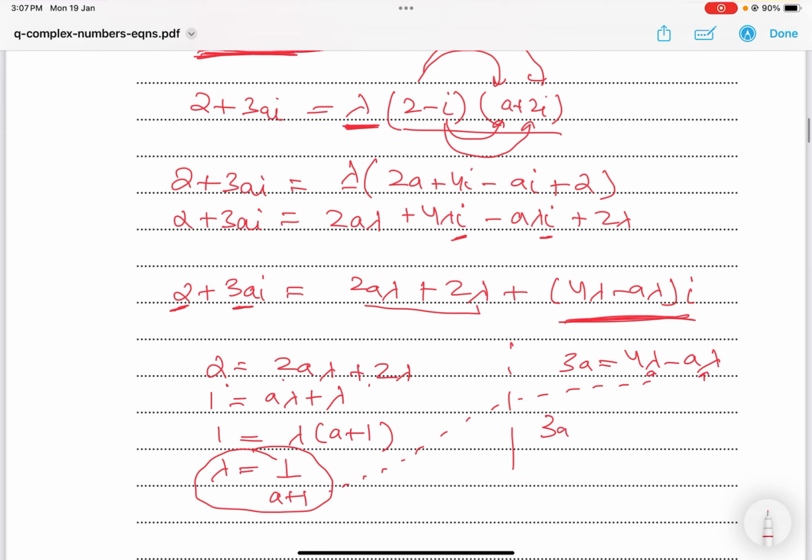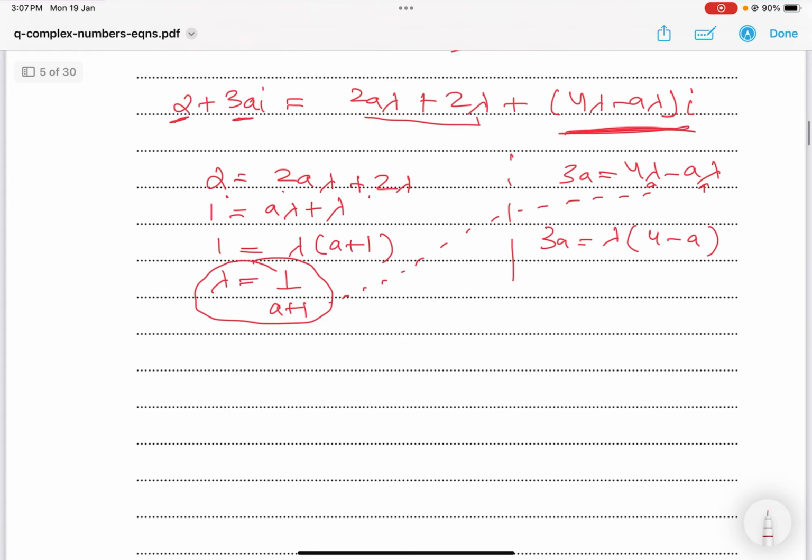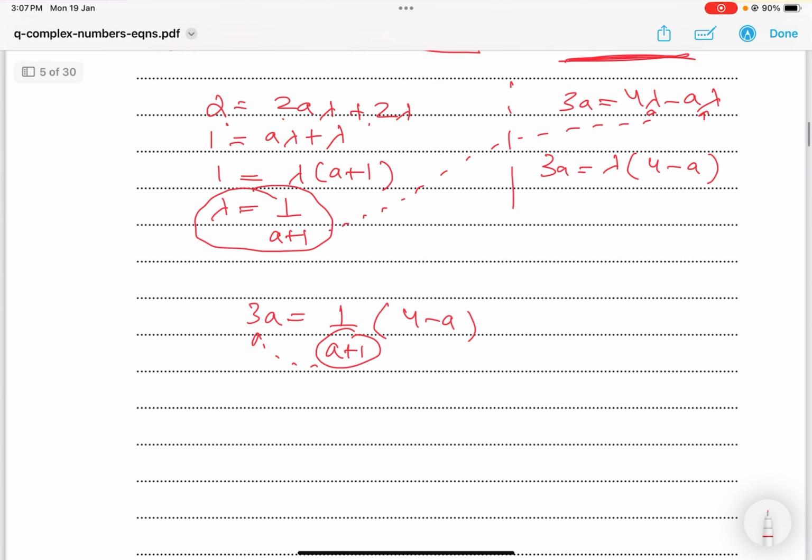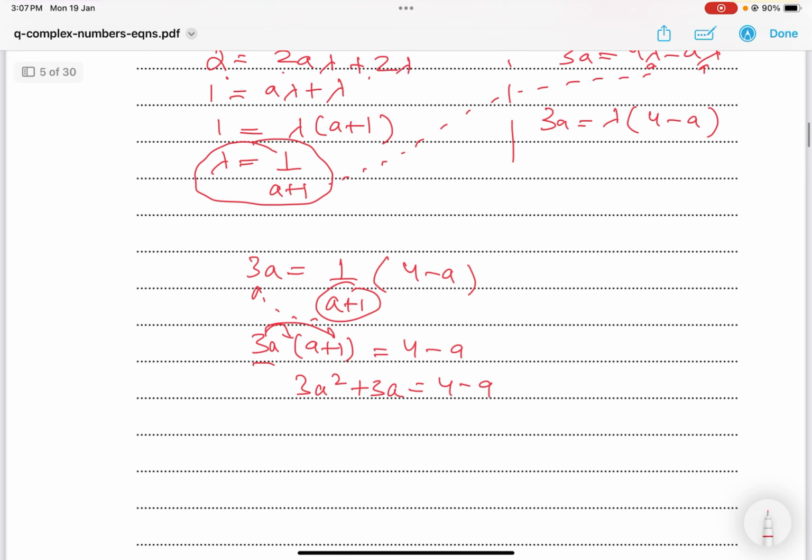Let's take lambda common. So it would be lambda times 4 minus a. Yes or no? And we can put the value of lambda over here. Put it with me. So it would be 3a equals 1 upon a plus 1 times 4 minus a. You get a plus 1 to the other end. So it would be 3a times a plus 1 equals to 4 minus a. 3a multiplied by both. 3a square plus 3a equals to 4 minus a.